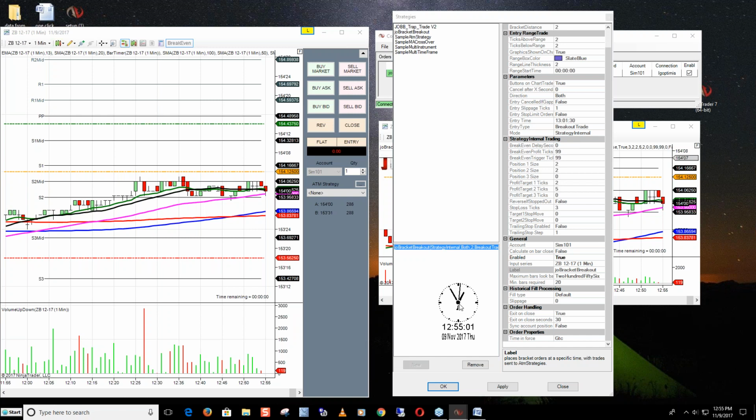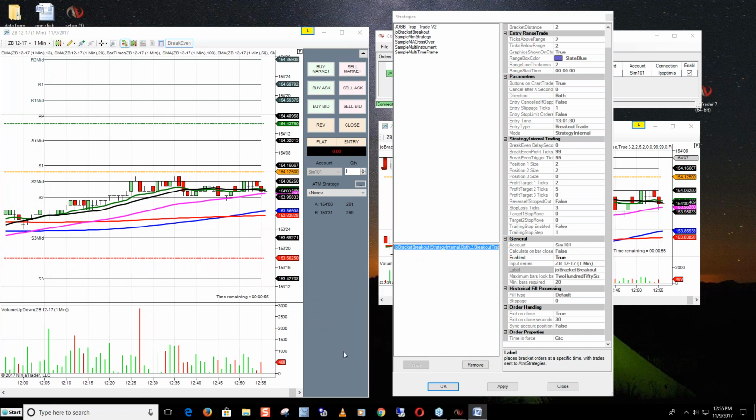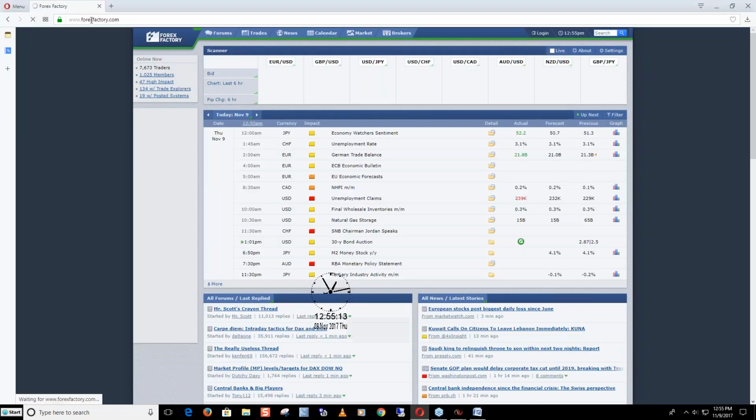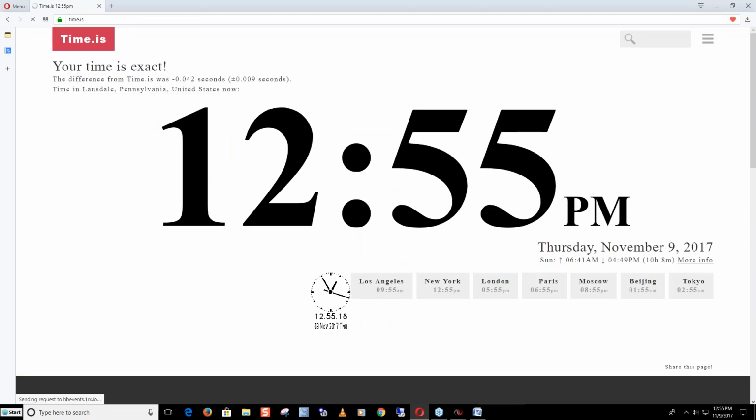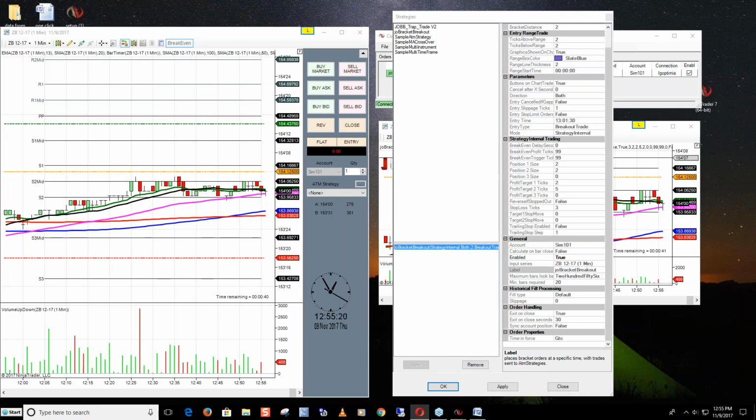Where's my clock? Why is it over there? Why does my clock act crazy? Let's check the time because it is an important trade time-wise. Okay, time is good. So normally I'd be trading this trade every day. I like it.